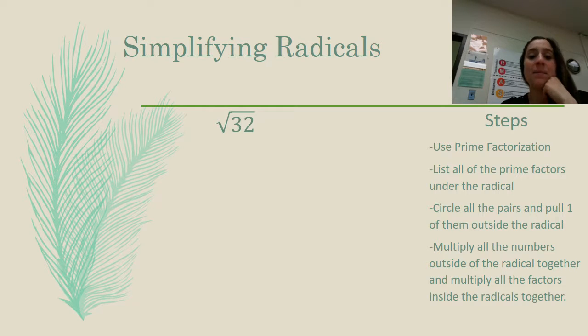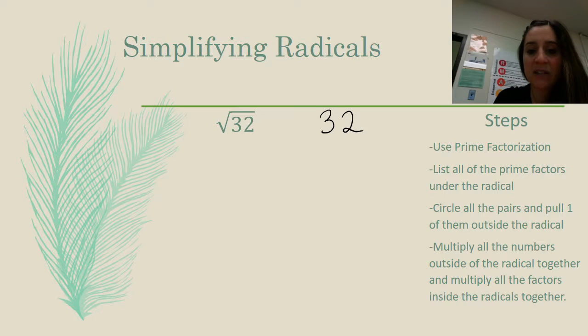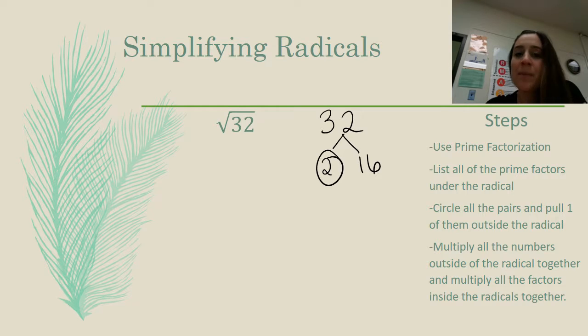Now, in my example, I have the square root of 32. And as you can see, I have the steps listed over here. The first thing that I like to do is prime factorization. So I'm just going to set up my factor tree and do my prime factorization. So 32. I'm going to think, well, what can I divide 32 by? And I'm going to do 2, which is 16. I'm going to circle 2 because it's a prime number, meaning it's only divisible by 1 and itself.